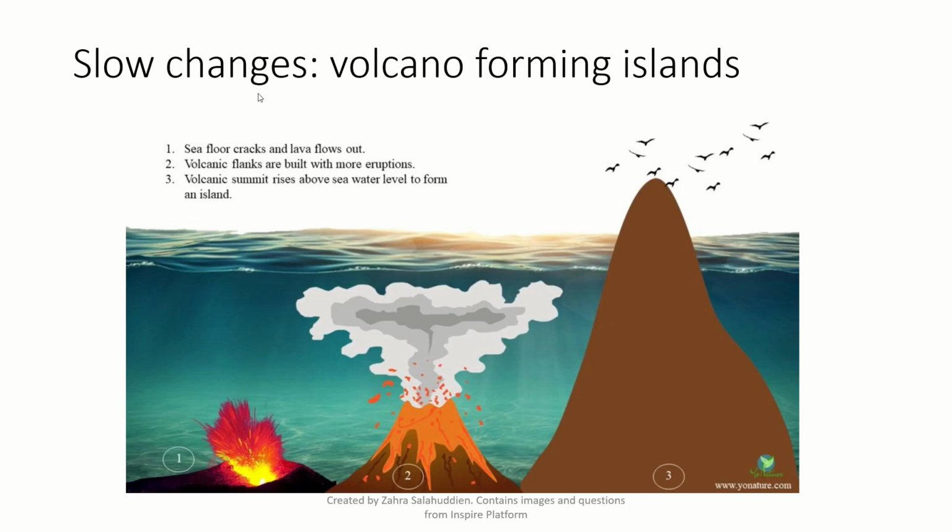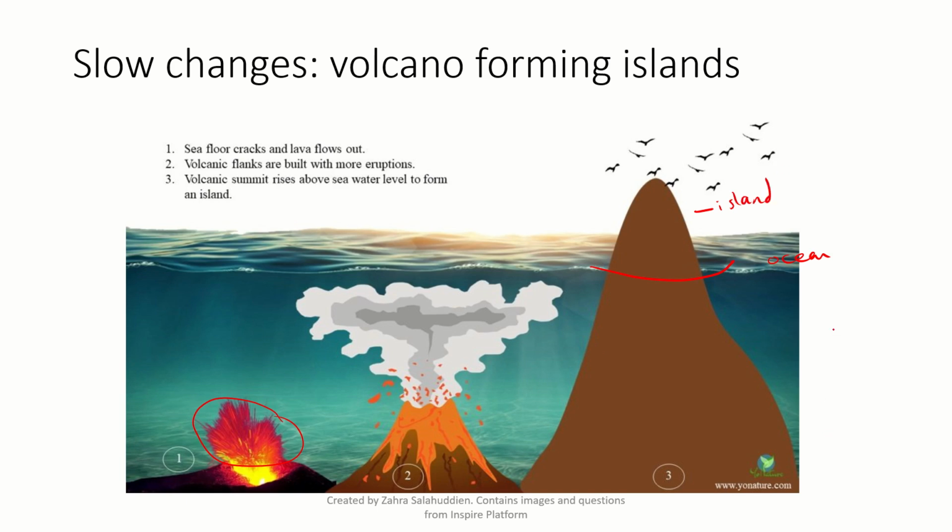Okay, now let's talk about some slow changes. And we did say volcanoes can make quick changes, but if a volcano erupts under the ocean floor, it's going to form land. And this happens very slowly. So there's a small opening in the earth, some lava comes out, it becomes hard, it makes a little bigger volcano. And the volcano becomes taller and taller and taller until eventually it comes out from the ocean. And now it becomes an island. And this does not happen quickly.